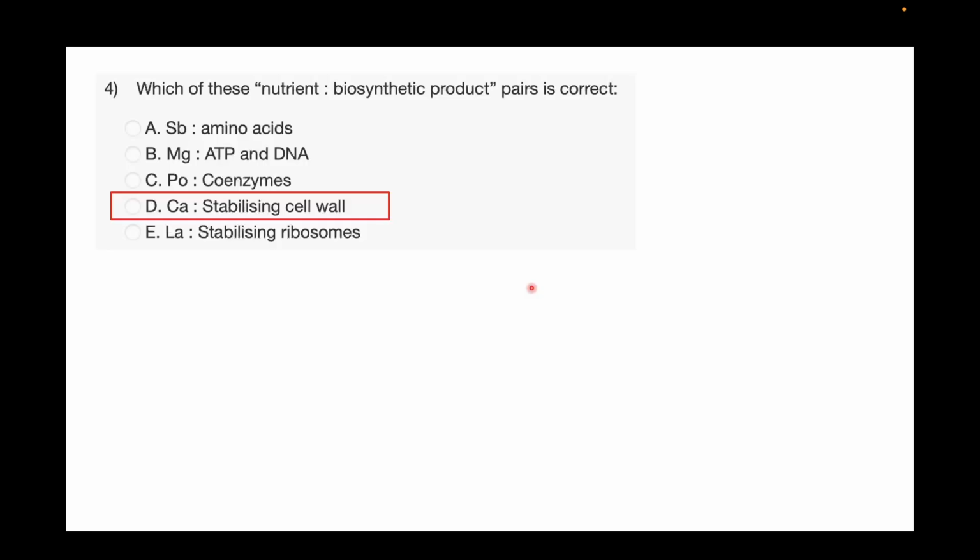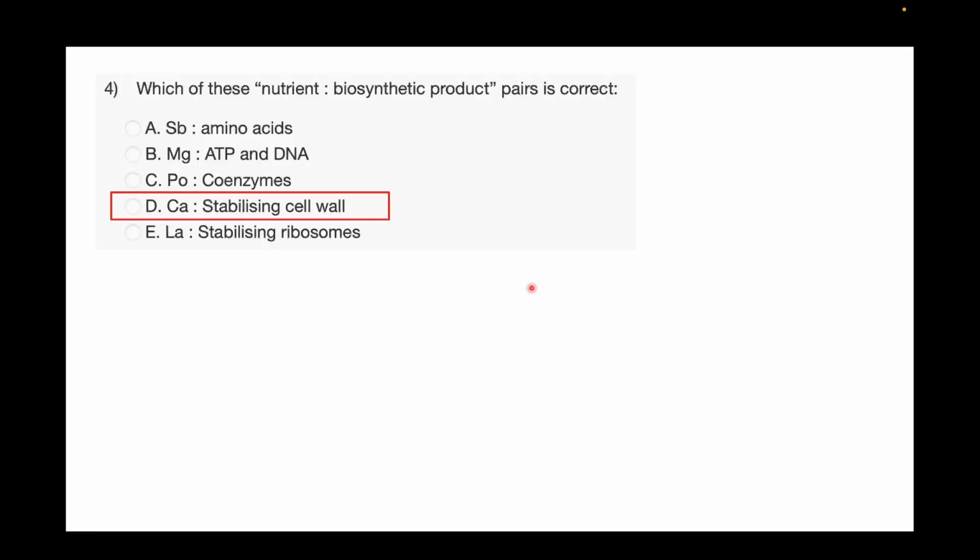Although B can also be a correct option, there is a better option which can fit to ATP and DNA, which is phosphorus. If you remember the recorded lectures from Professor Pinaki sir, he has mentioned phosphorus in ATP and DNA, which makes sense because adenosine triphosphate and the DNA phosphate backbone both consist of the nutrient phosphorus.